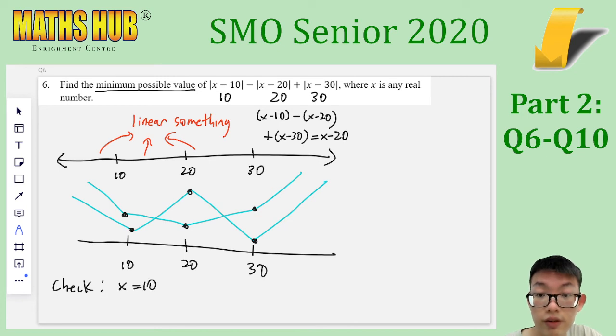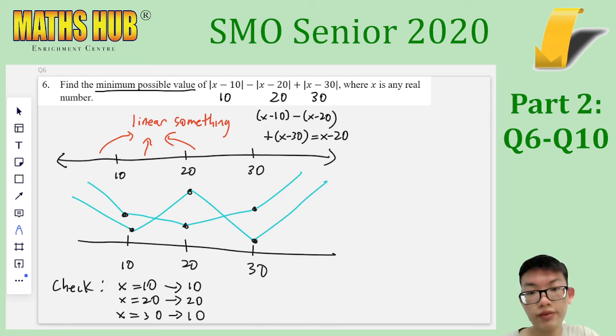So you check x equals to 10, x equals to 20, and x equals to 30. If we substitute them in, we would respectively get 10, 20, and back to 10. So that means that the minimum value is just 10.